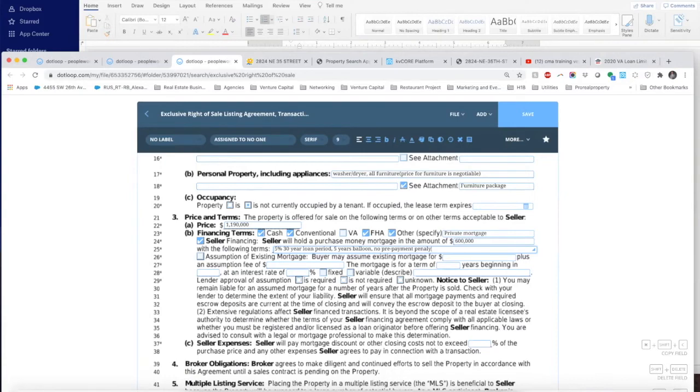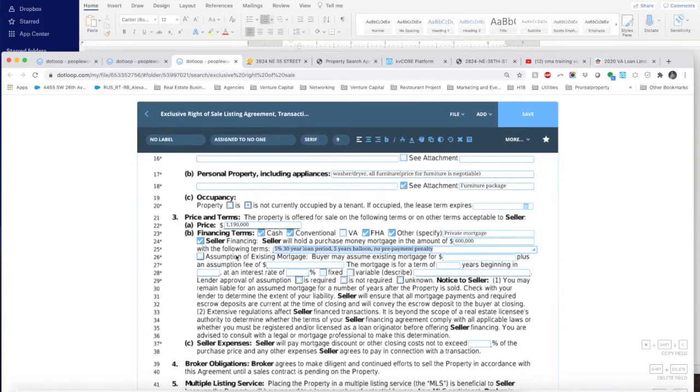Again, not too many people want to do seller financing. So if they're asking you about seller financing, I've done deals with seller financing too. It's not rocket science, but there are some details. So reach out to me too if you have somebody who wants to do that.